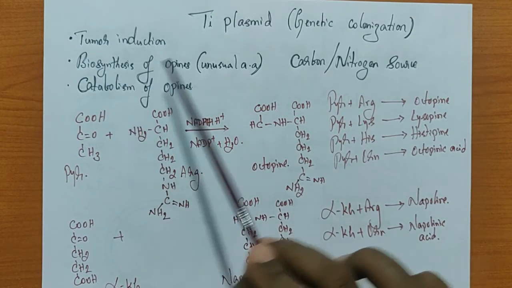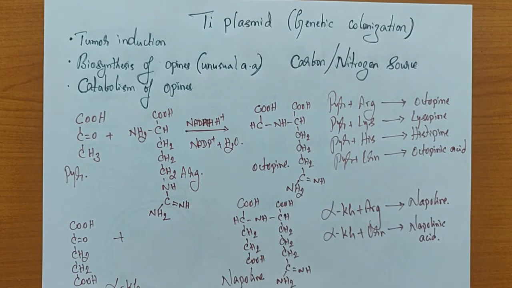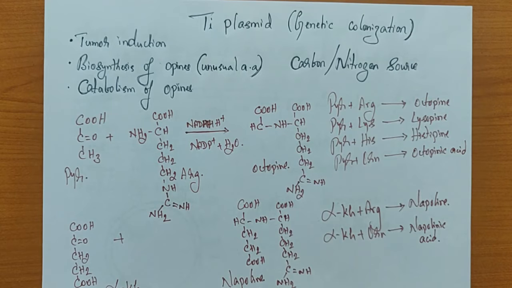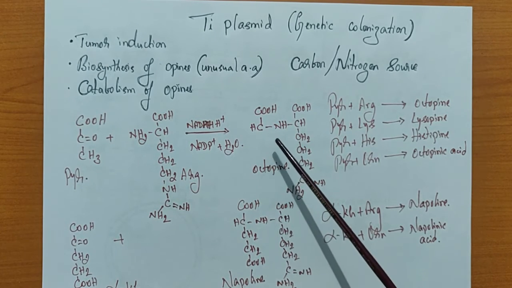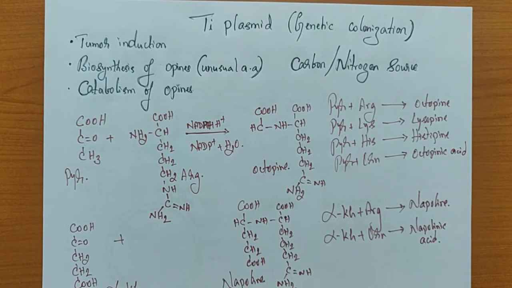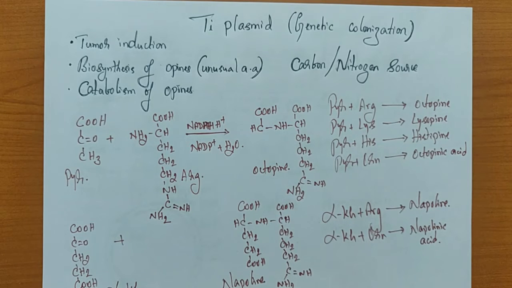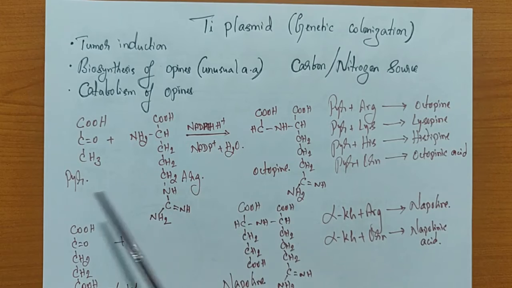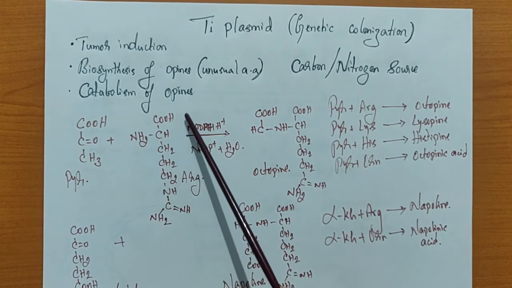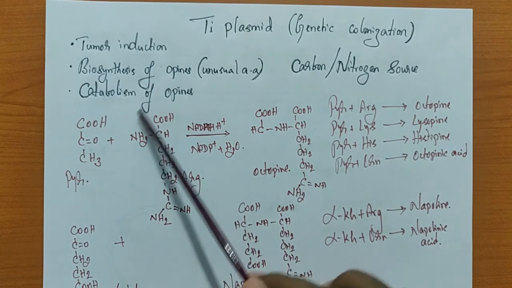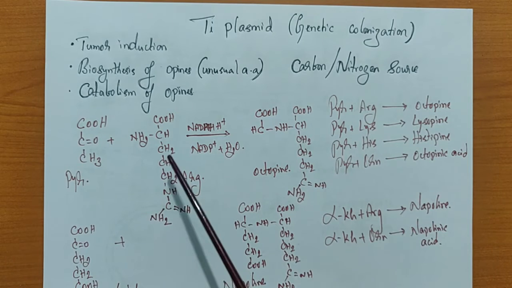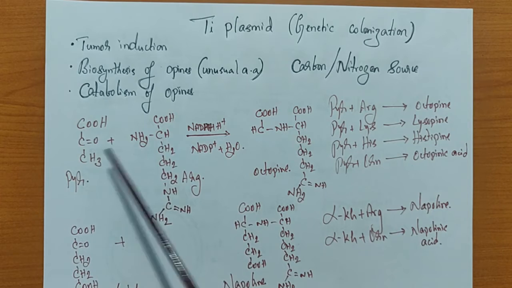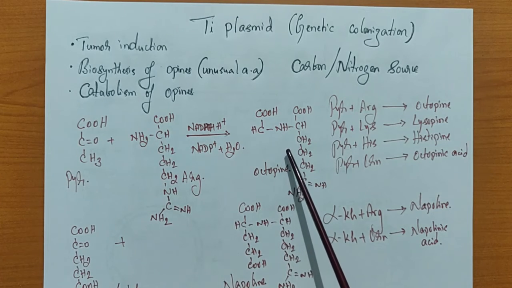Whereas in case of Ti plasmids which produce nopaline, they harbor an enzyme, nopaline synthase. So octopine synthase and nopaline synthase are very important. Usually what octopine synthase does is that we have an arginine here. This is a regular amino acid. Now this arginine combines with a pyruvate, and that will create an octopine.